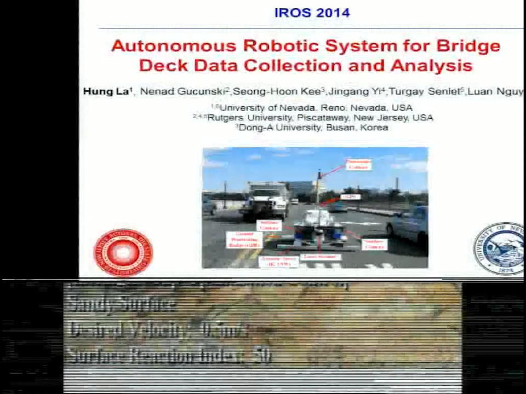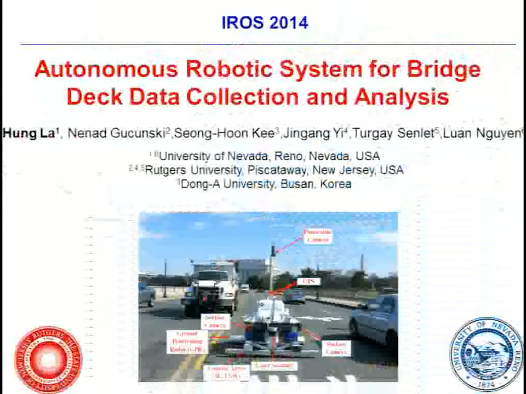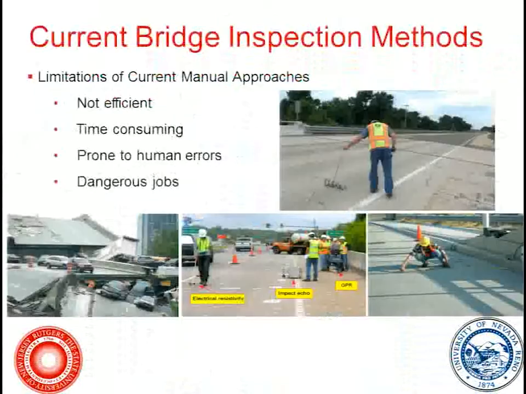Okay, so hello everyone. I'm Hung La from the University of Nevada. I'm here to present our work on the development of an autonomous robotic system for bridge inspection and evaluation. Currently we have about 600,000 bridges, and 60,000 of them are in poor condition and easy to collapse.